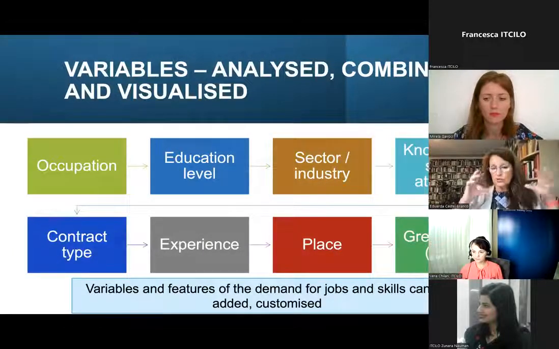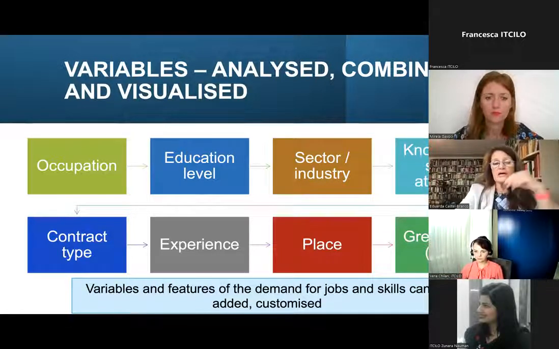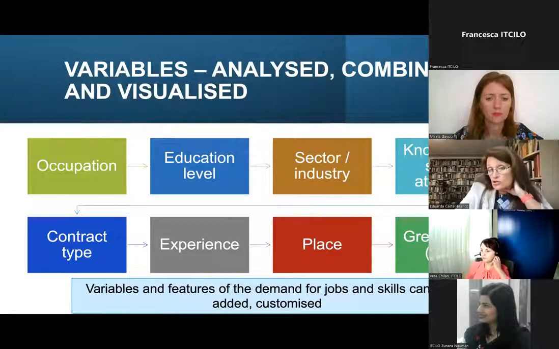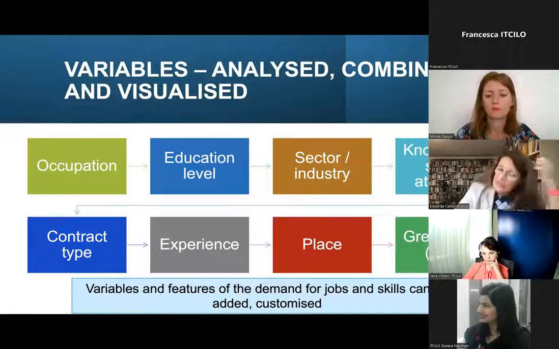Variables that we are currently exploring and analyzing in visualized data are presented here. So the occupation, and this is, as said, the classification is done against ISCO 08, 4-digit level. The occupation, the educational level, sector, industry, which is based on NACE, skills, knowledge, attitudes. The contract type often appears, the experience, the place, and also a new dashboard already created, these green skills.